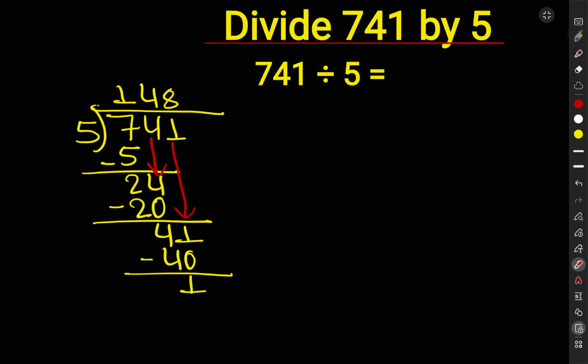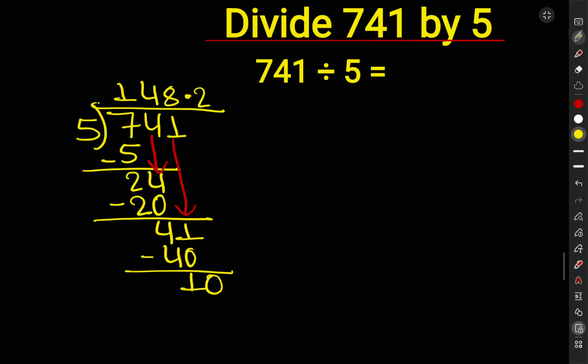So now we have no other number to put down. So we take here a decimal, so that we put 0. So it is 10 and 5 times 2 is 10. On subtracting, we get 0.